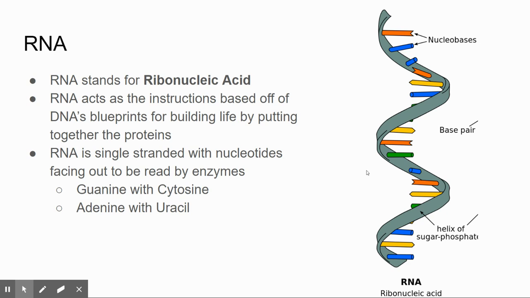RNA is single-stranded with nucleotides facing out to be read by enzymes. So guanine still matches with cytosine. However, here adenine matches with uracil.